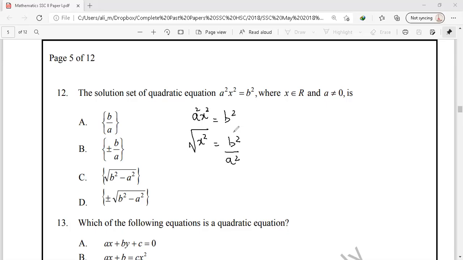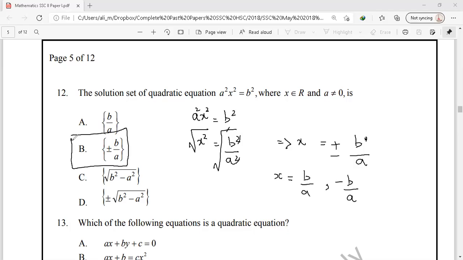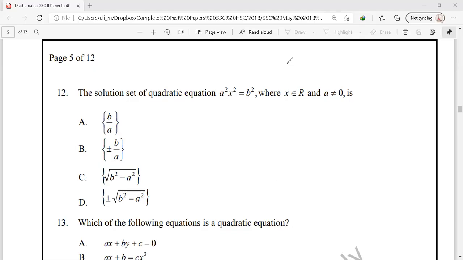Taking the square root on both sides, we will get x is equal to b over a, and the square root will be cancelled out with this root. So the correct answer for this question is plus minus b over a. So the two values of x are plus b over a and minus b over a. So for question number 12, we have the correct answer in our option B. So this is our correct answer.